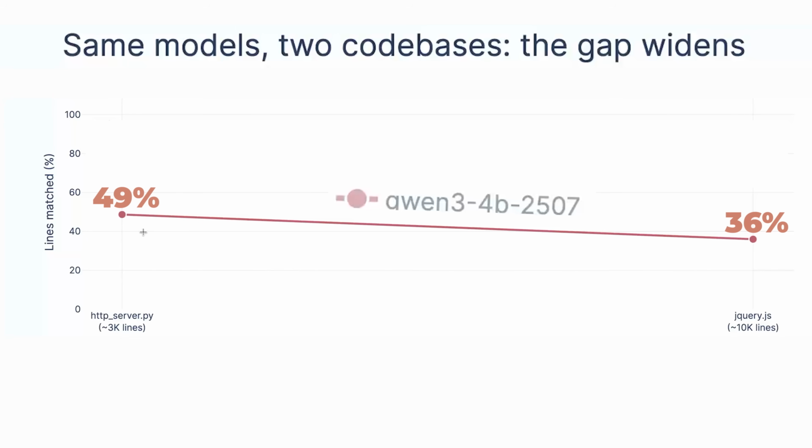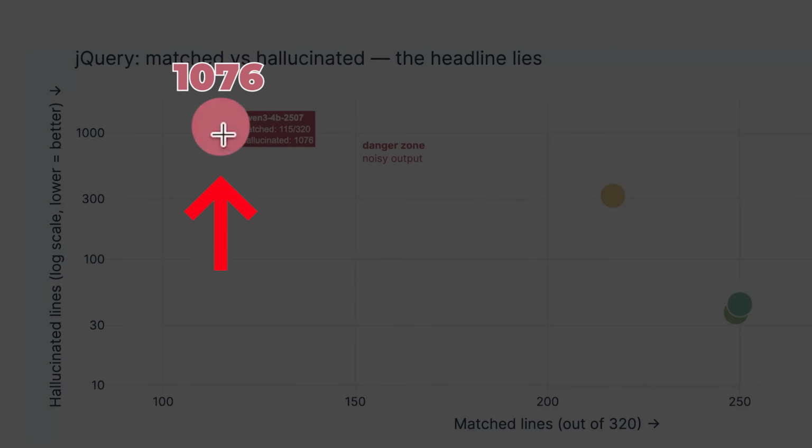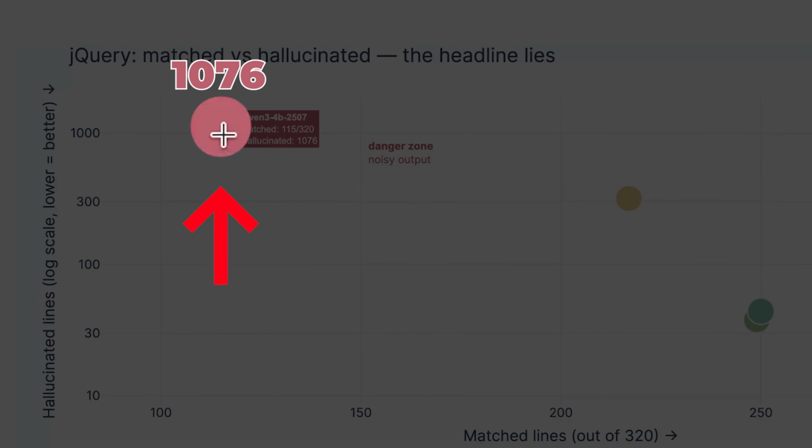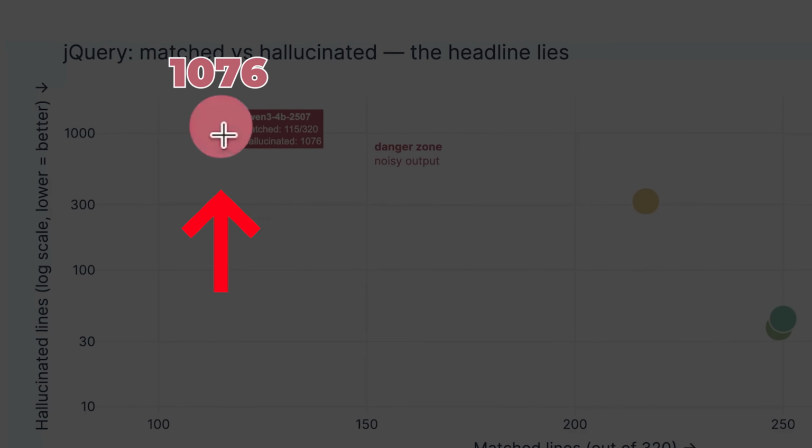Now, originally I thought that the wall for small models was context capacity, but this version of the 4B, the 2507, it fits the file just fine. It just produced over 1,000 hallucinated lines for just 115 real ones. The wall isn't memory here. The wall is noise. The model is producing more invented lines than real ones.